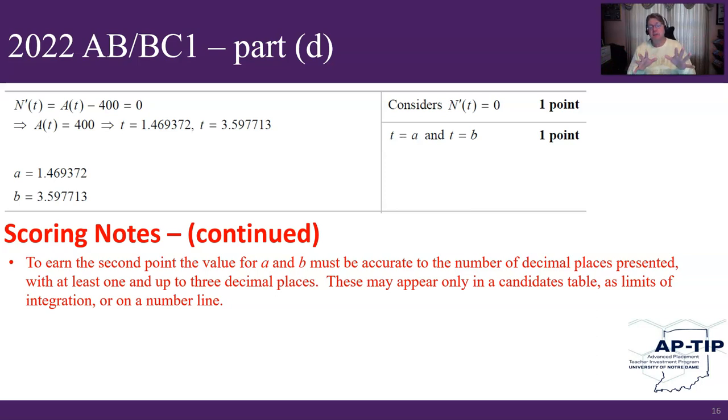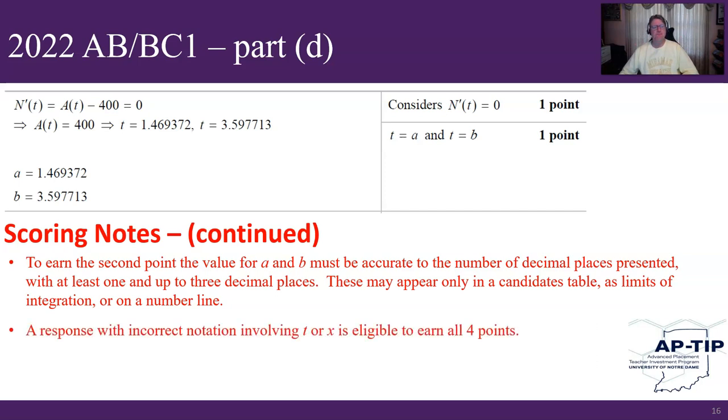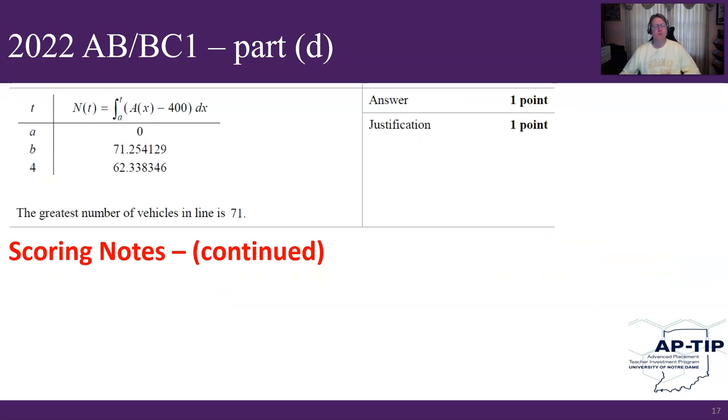Those values can appear in a candidates table, they could appear as limits of an integral when the student is going through the process of finding N of t, or they could appear on a number line. Once we see them, we're going to award that second point. A response with incorrect notation that involves t or x is perfectly okay here. We say this often on the AP exam: if you can't tell a t from an x, just tilt your head a little bit as you read. So it's okay if the student poorly communicated the t and called it an x. That's eligible to earn all 4 points.